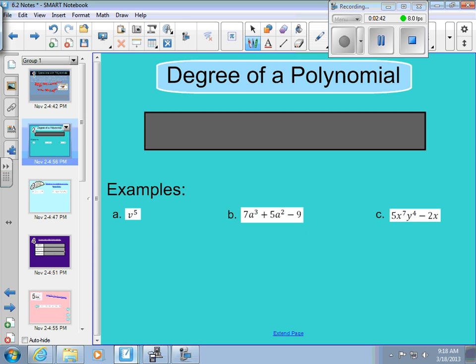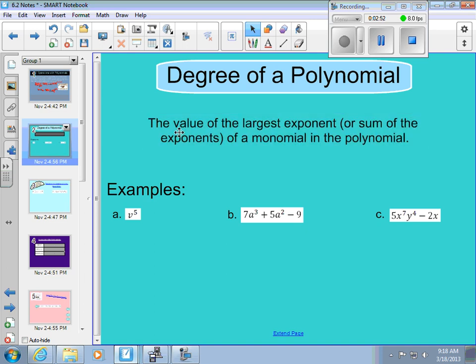All right. One thing we're going to be looking at is the degree of a polynomial. The degree is the largest exponent or sum of the exponents of a monomial term in a polynomial. This word monomial means it's like one term within a polynomial. A polynomial can have many terms. So you're looking at what's the biggest exponent or sum of exponents in any one term within the polynomial.